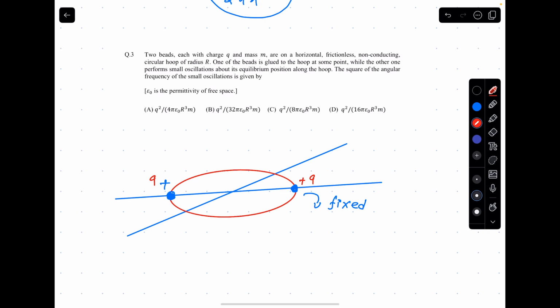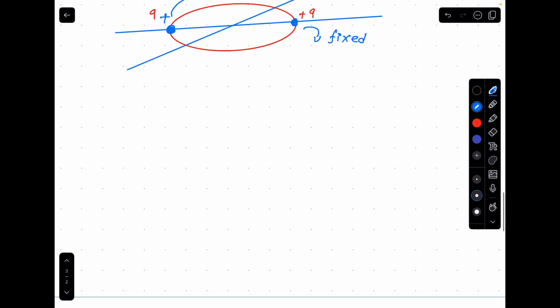Now what they are saying is that if we give a small displacement, what will be the frequency of the oscillation, what will be the omega, that we need to find out. So look, let us draw this hoop again in the top view. This is our hoop, this is our positive charge, and this is our positive charge, the other bead, which can move. Initially it will be like this.